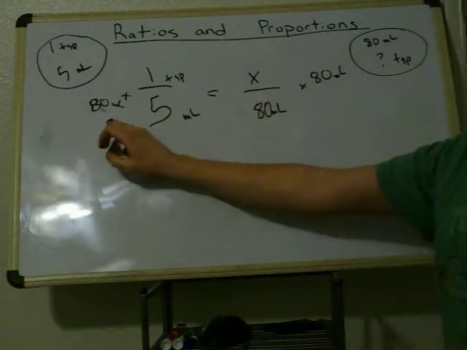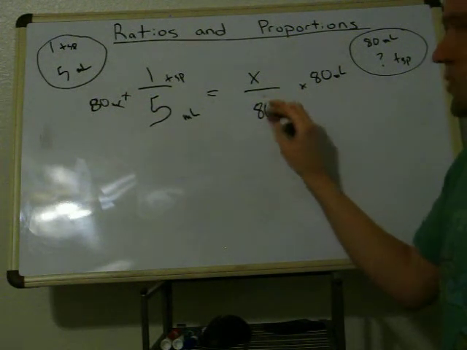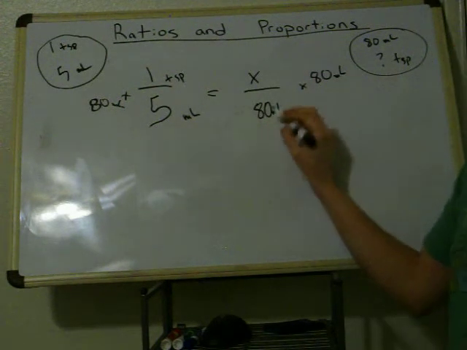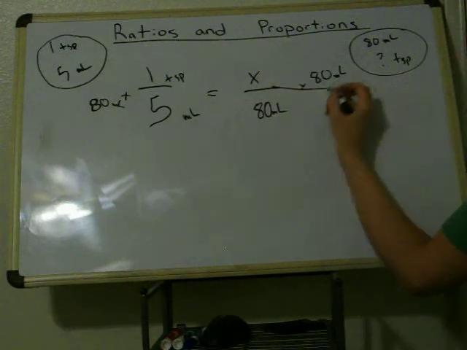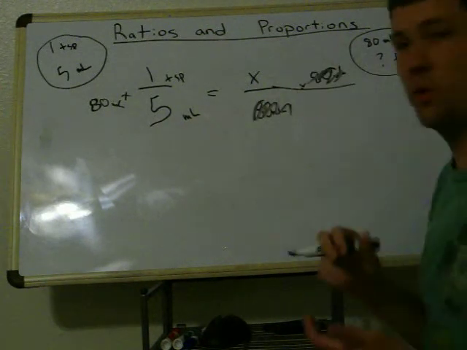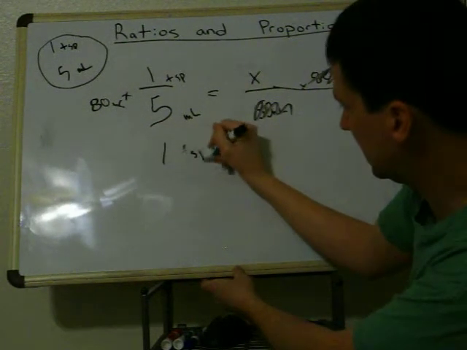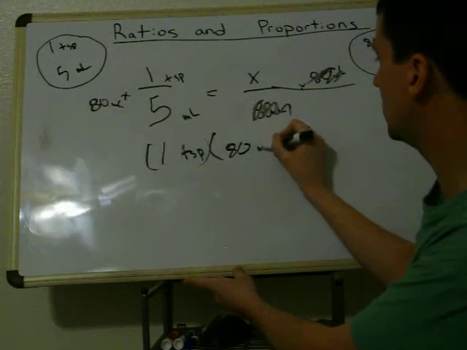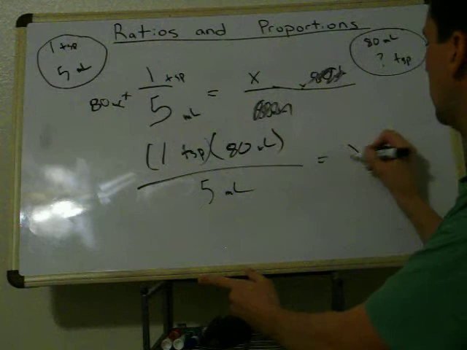Alright, so we have 80 milliliters times 1 teaspoon over 5 milliliters is equal to x times 80 over 80. So our 80 milliliters actually crosses out. We can think of this as x with the 80 over 80 just canceling out. So another way to write this out is 1 teaspoon times 80 milliliters over 5 milliliters is equal to x.